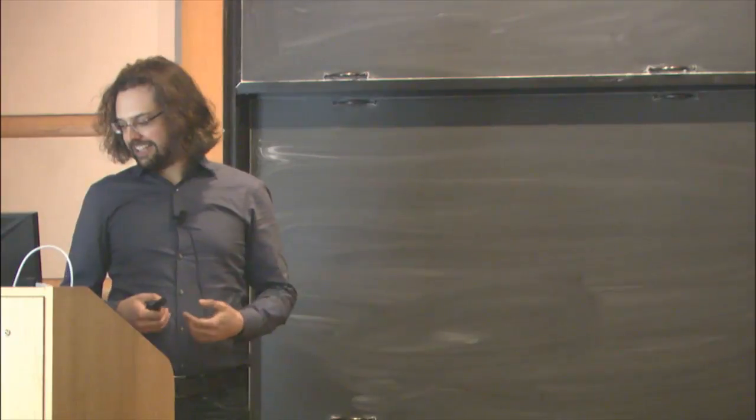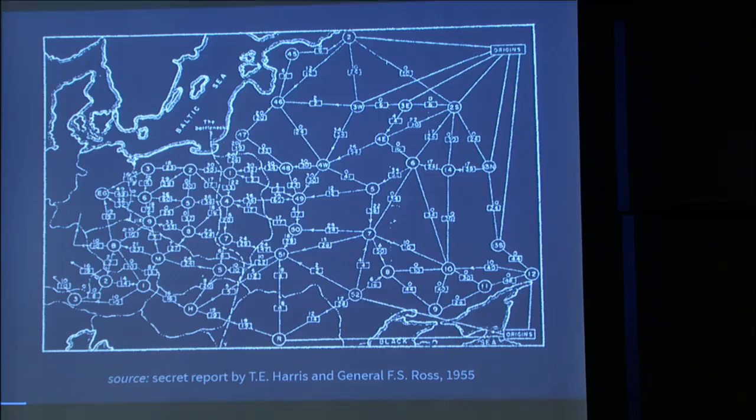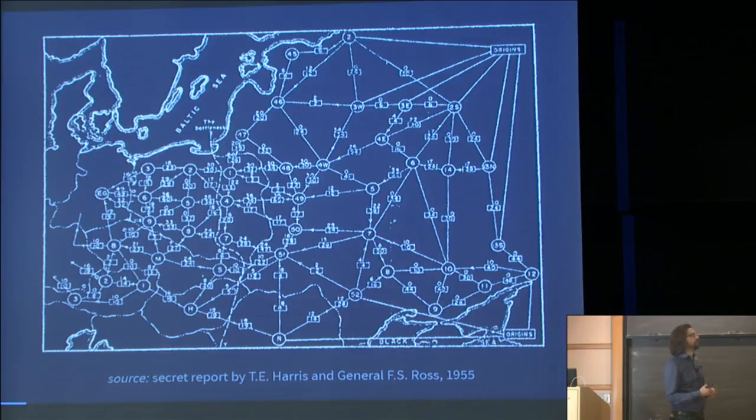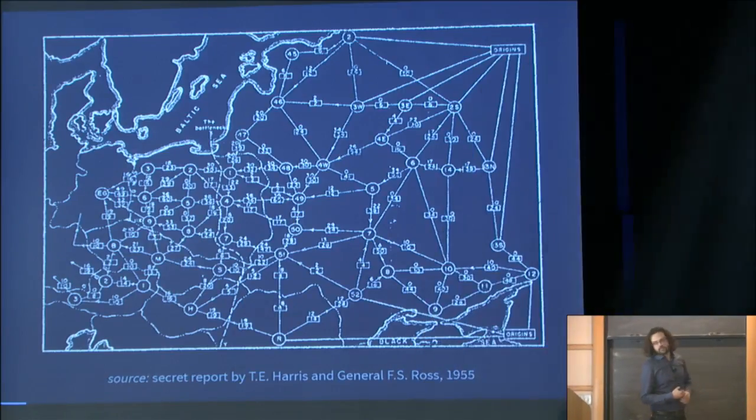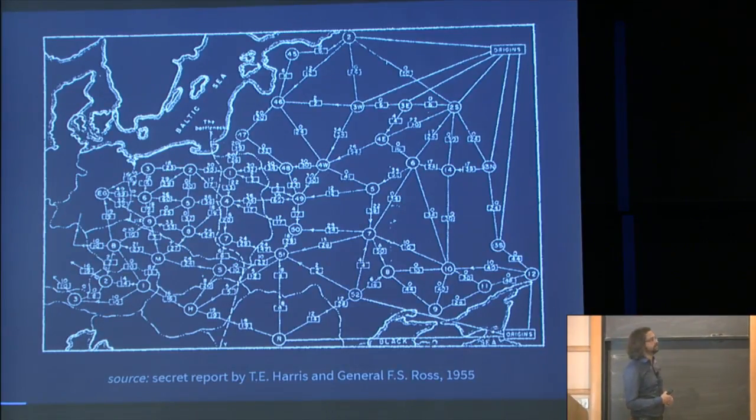So let me start with a historic example of discrete optimization. We'll go to non-convex continuous polynomial optimization in a bit, but somehow the discrete part will give us some of the motivation for the kinds of theorems that we want to prove. So this figure that you see there is from a secret report of Harris and Ross from 1955.